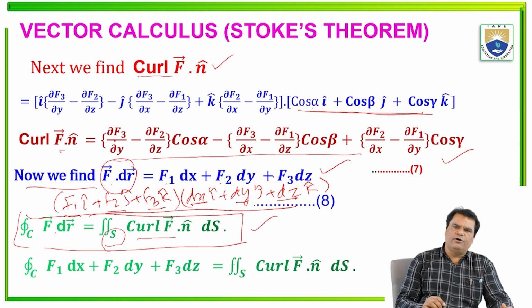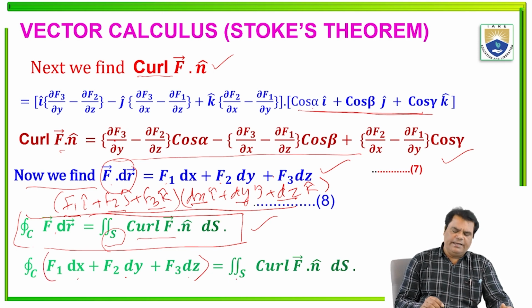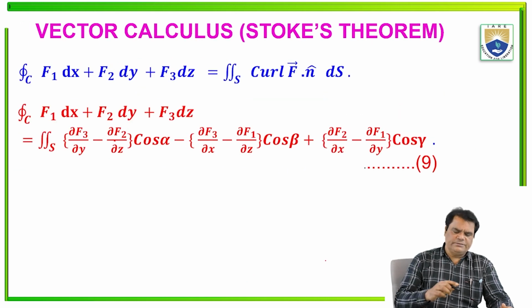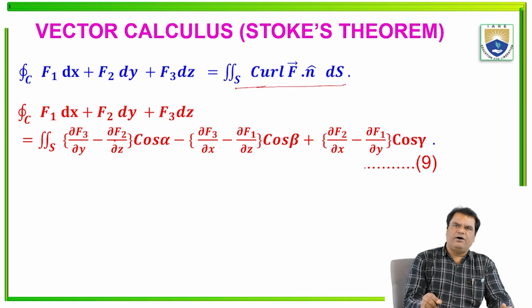Now putting values here on both sides. F dot dr is f1 dx plus f2 dy plus f3 dz, like this, closed in brackets. And here is the double integration over surface S of curl f dot n dS. So the value of this result is the integral over C. This is the same formula as the right hand side. Putting the value of this here.